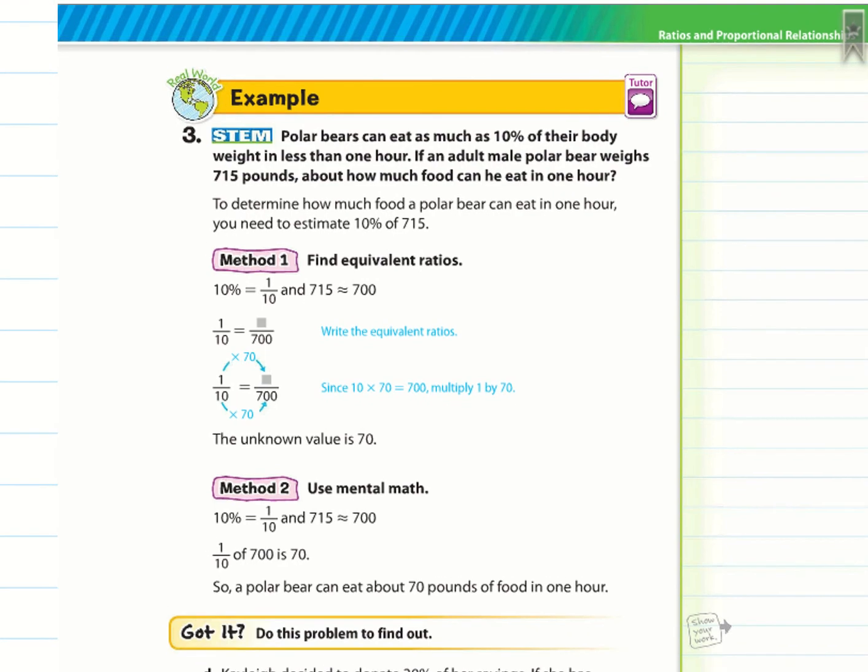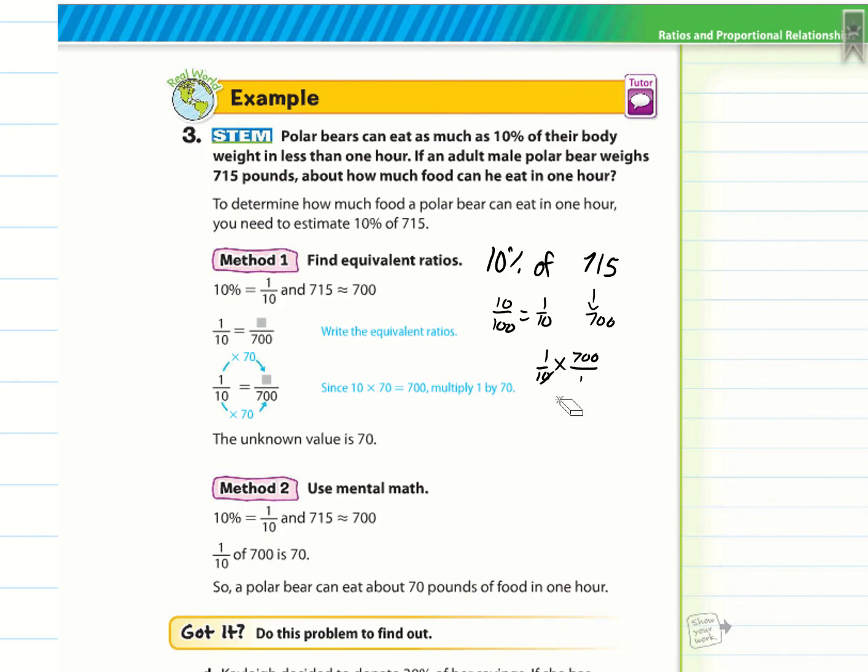All right, so example 3. Polar bears can eat as much as 10% of their body weight in less than 1 hour. If an adult male polar bear weighs 715 pounds, about how much food can he eat in 1 hour? So what we need is 10% of 715. I know 10% equals 10 over 100, which equals 1 over 10. So 1 over 10, and I can make 715, I'm going to make that to 700 because that's an easy number with 10.